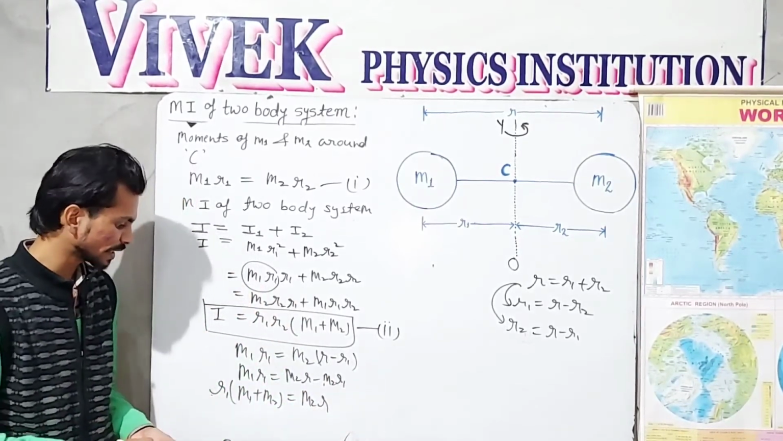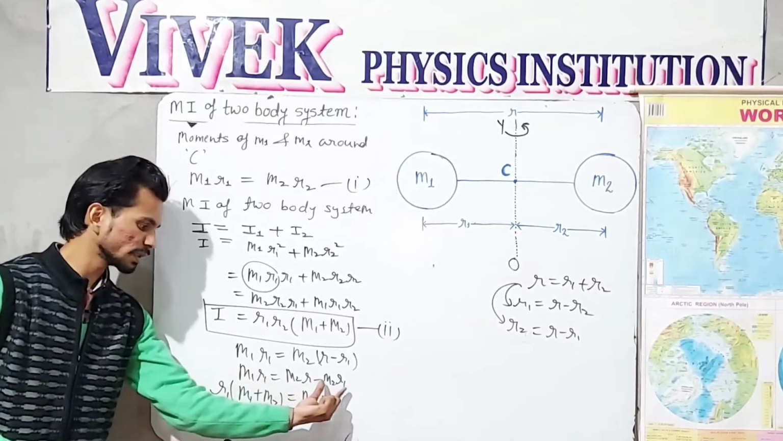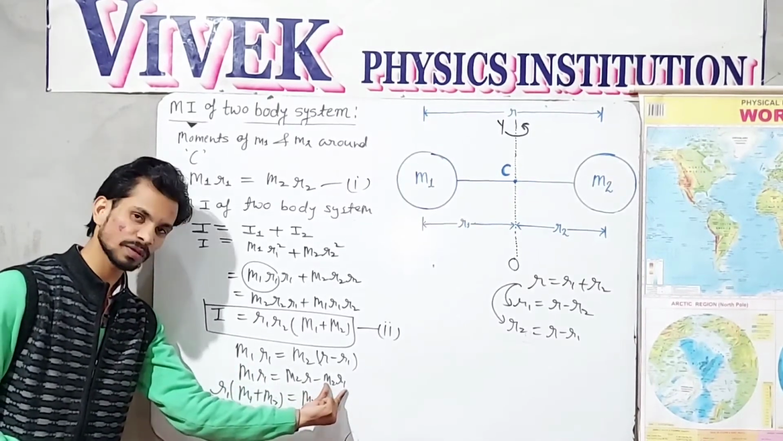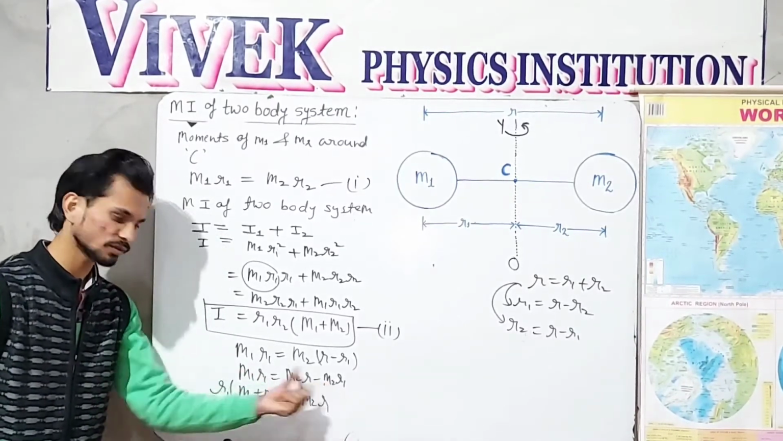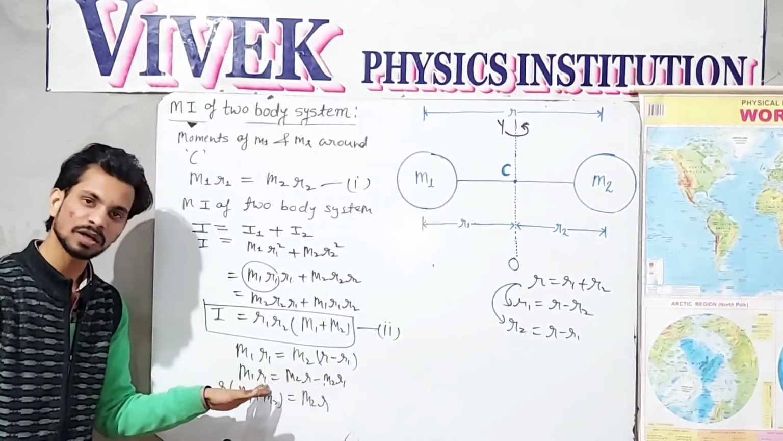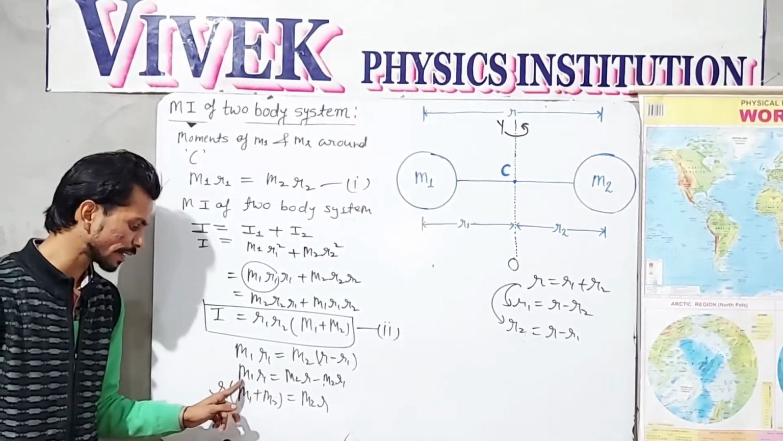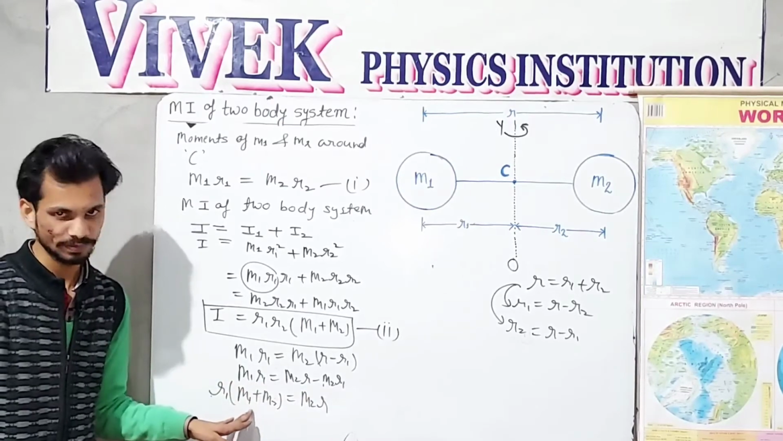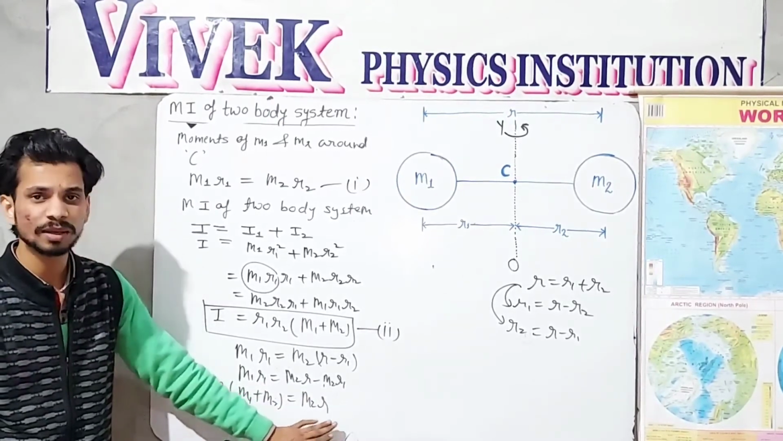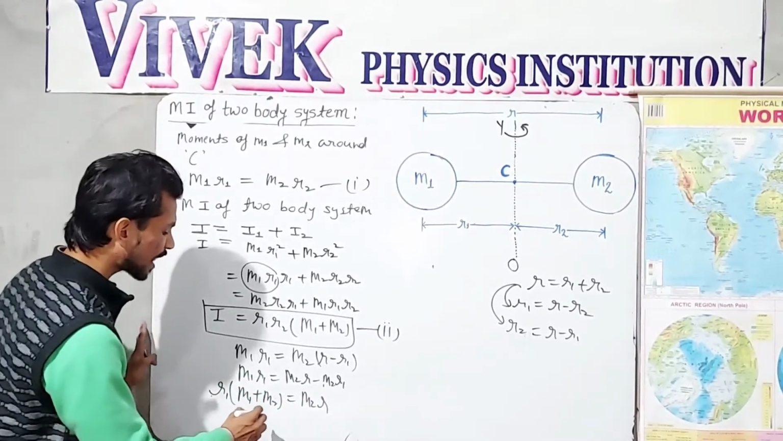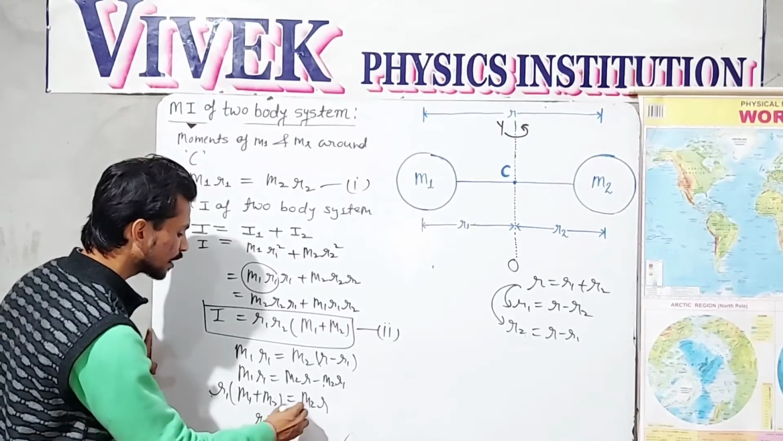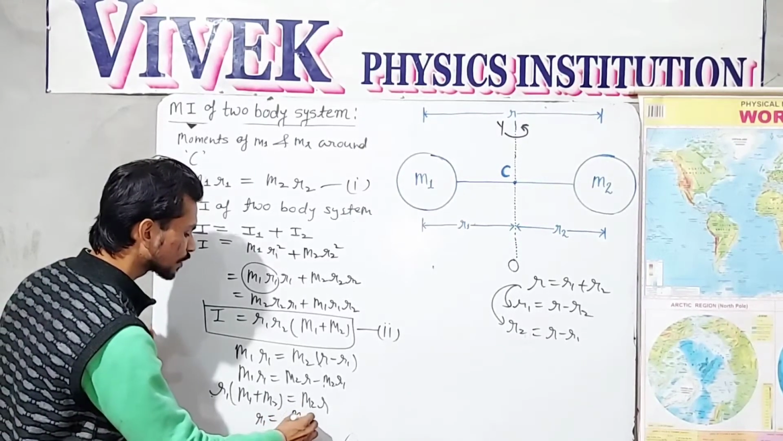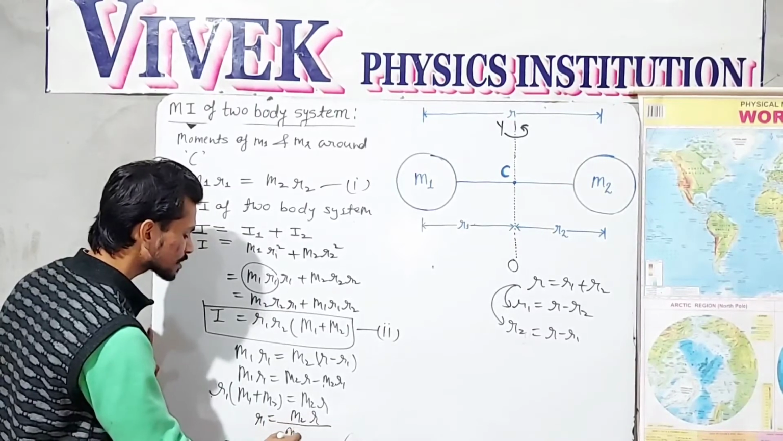Again, let's see m1 r1 equals m2 r2. So m2 r2 will become positive when we take it from there to here, and r1 will be common, so r1 is common and this is m1 plus m2, and it is going to equal m2 r. What is the value of r1 here? r1 is nothing but m2 r divided by m1 plus m2.